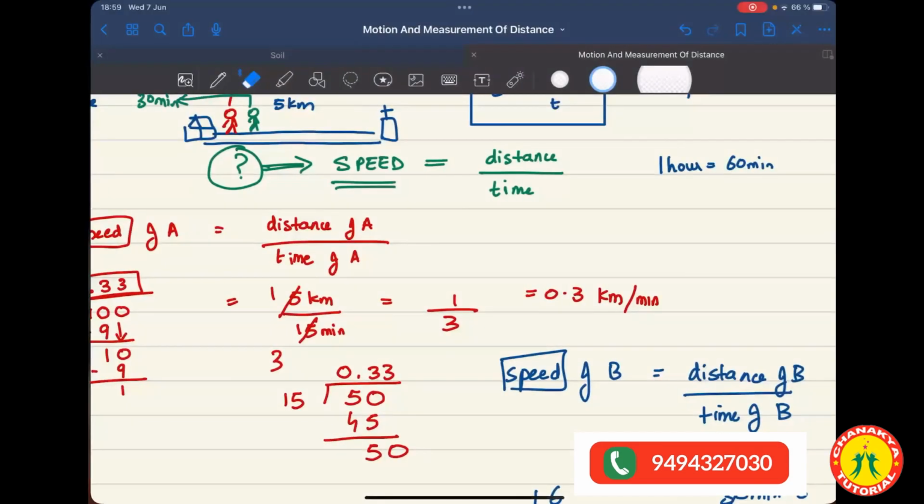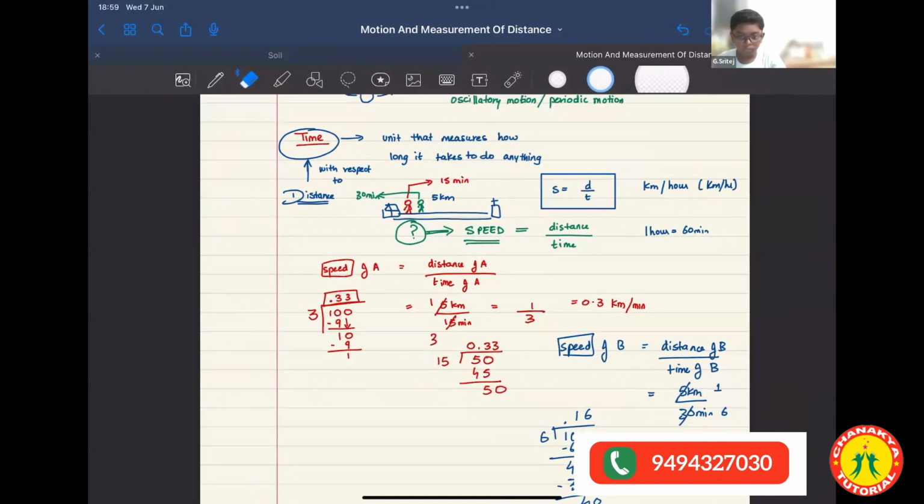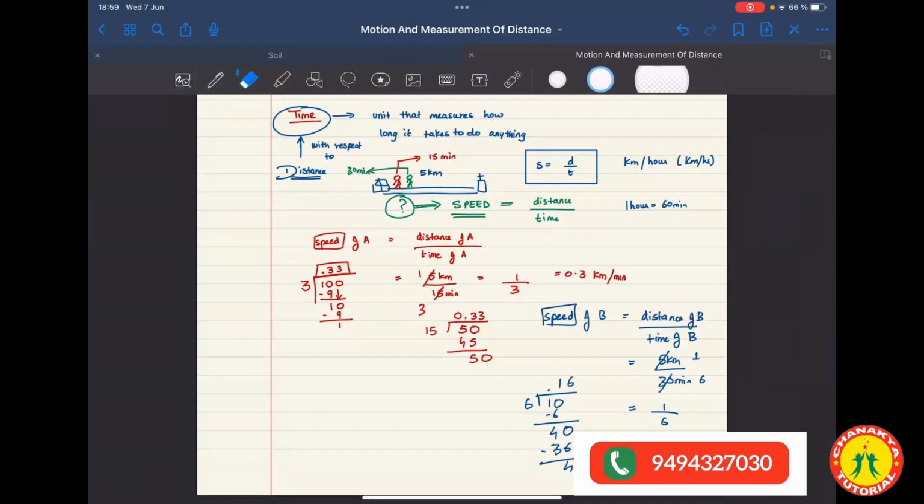Okay, before we go to the next portion, is it visible now? Yes, ma'am. Okay, please make note of the sum. Then we'll go to kilometer per hour, how to convert and all. Please make note of this. I'll give you one sum as homework. I want you all to do it.